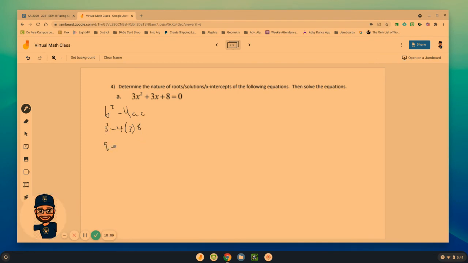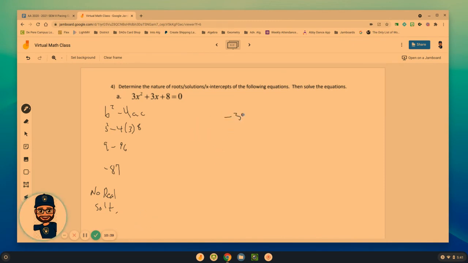9 minus 12 times 8 is 96. 9 minus 96 is negative 87. Negative 87, which means no real solutions. We're going to have imaginary. And so let's plug this in. Because we have imaginary, we can't factor this. Factoring's not going to work. So we've got to plug it back into the quadratic formula.